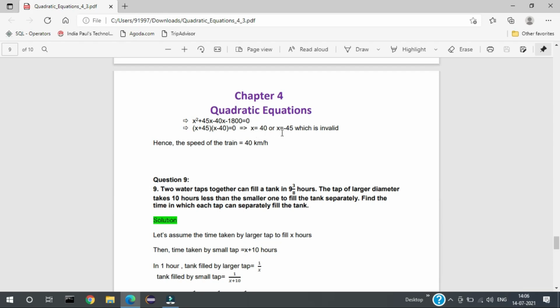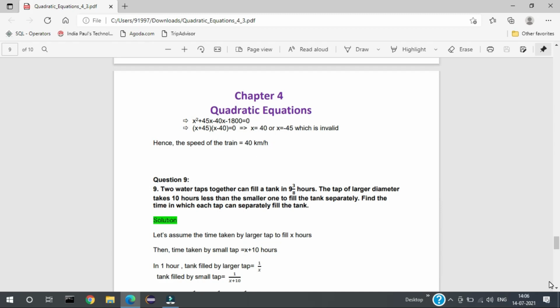So x equals minus 45 is invalid, that is a negative number, right? So we cannot take that one. So only x equals 40 we will take. Hence the speed of the train will be 40 kilometers per hour.